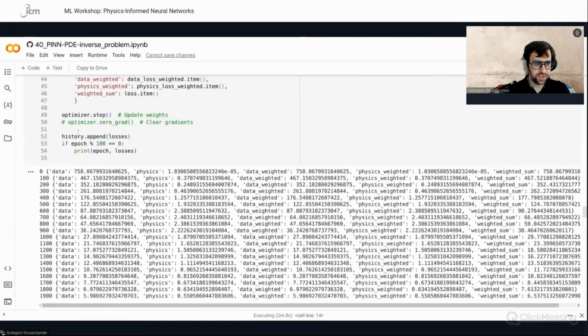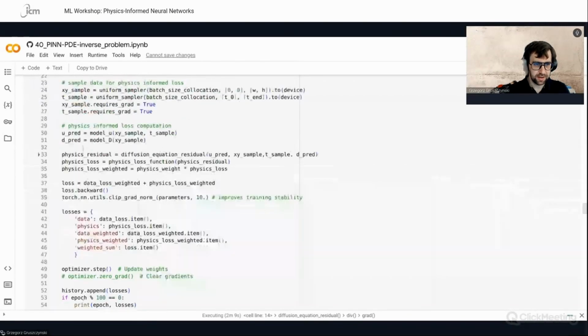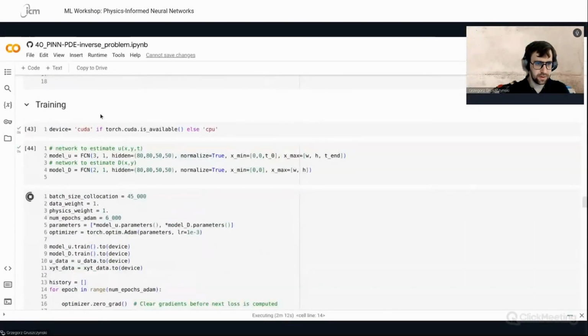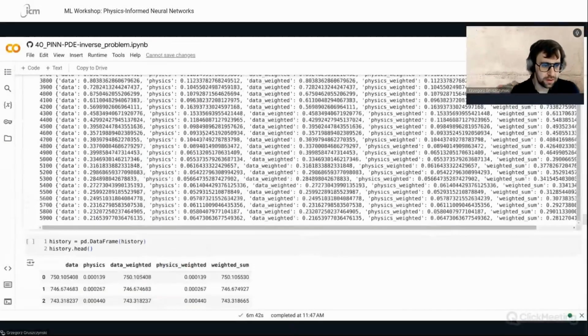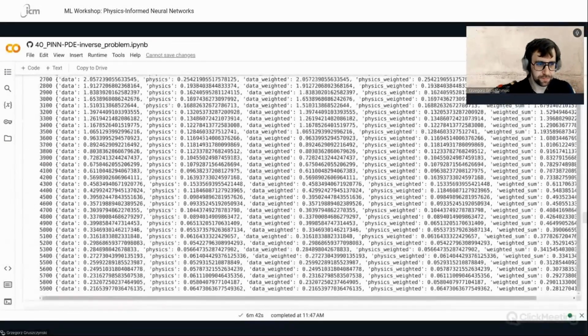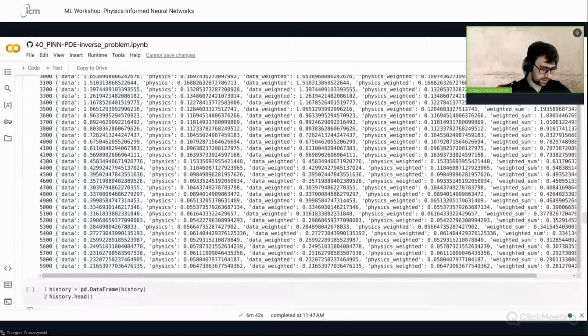Okay, so as there are no questions and we are running the training up to 6000 epoch, let us make a short break. Good. So the training has completed, and the break is over.